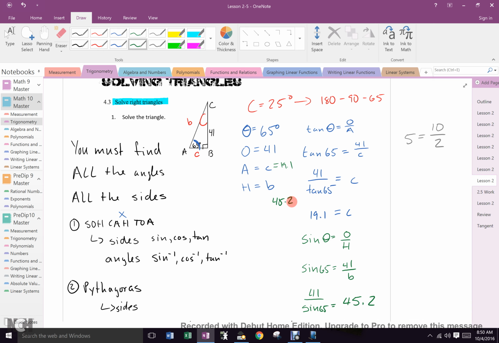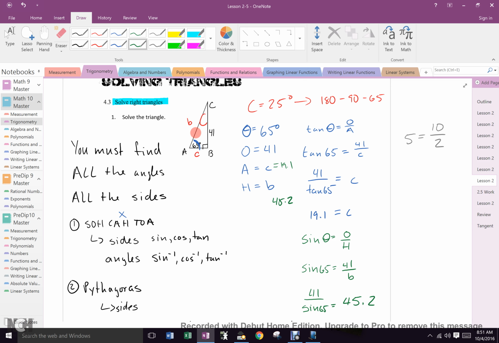Am I done? I've done all my work, but I have 3 things that a calculator has told me, yes? So I better check if they make sense, right? 19.1 is the shortest side, isn't it? Is it across from the smallest angle? 25 across from 19. Good. 45.2 is the hypotenuse. Is that longer than the other 2 sides? Excellent. So we're still good there. And, of course, it is also across from the biggest angle, which is 90. So I check it all, and I know it's okay. Is everybody good?